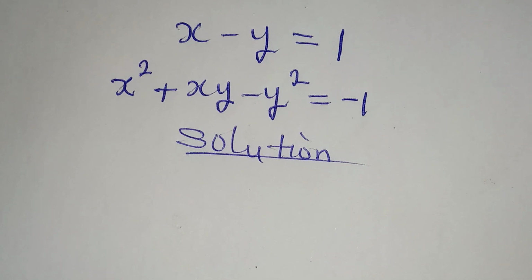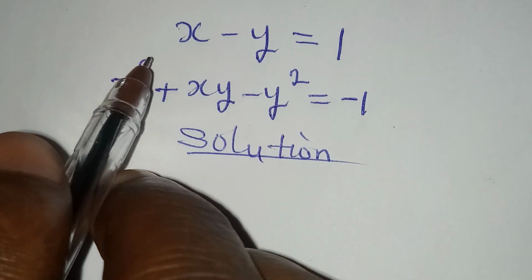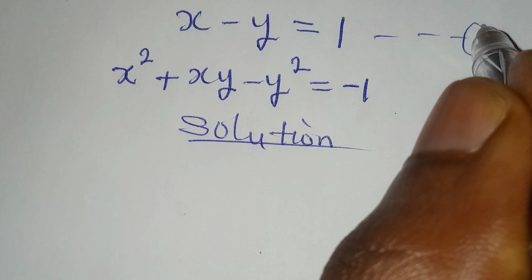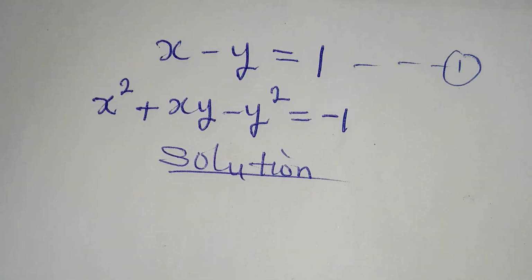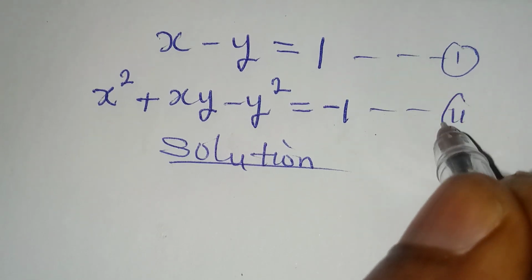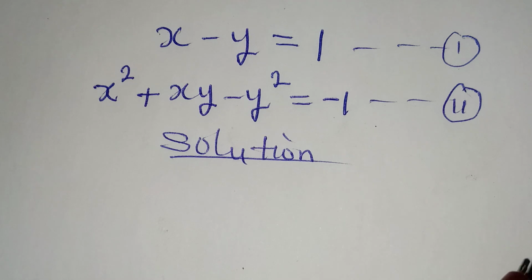And we have x minus y equal to 1 as our equation 1. And then we have this as our equation 2. And we are going to use the substitution method to solve this.